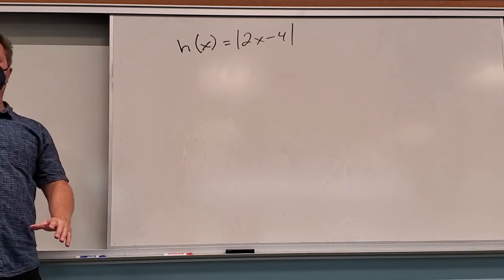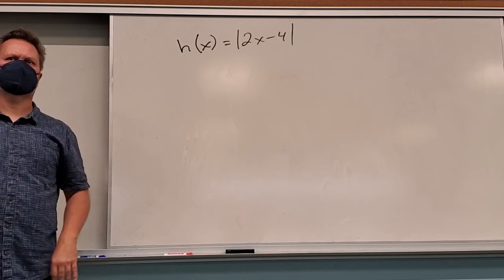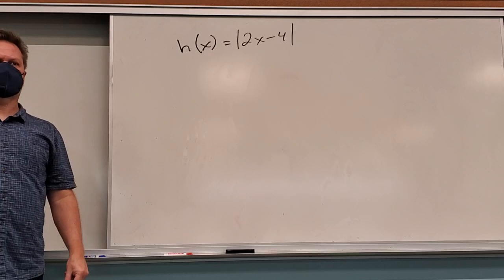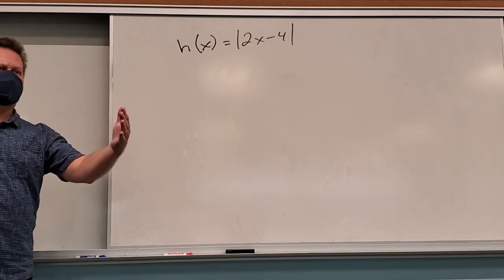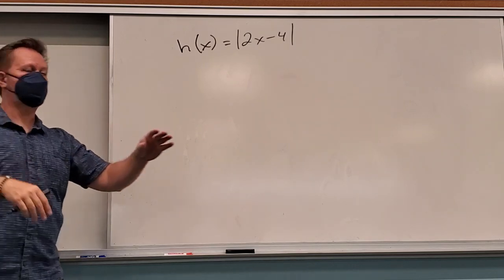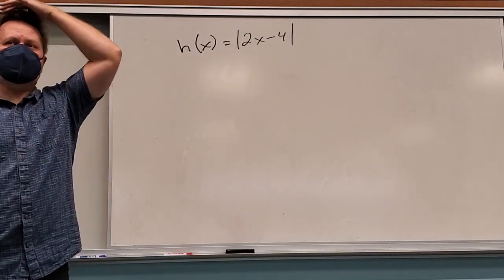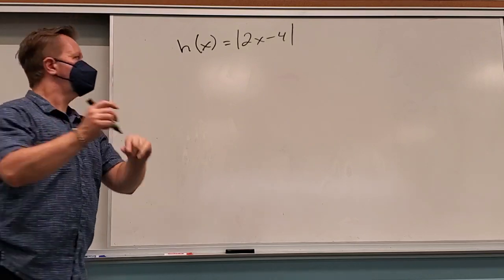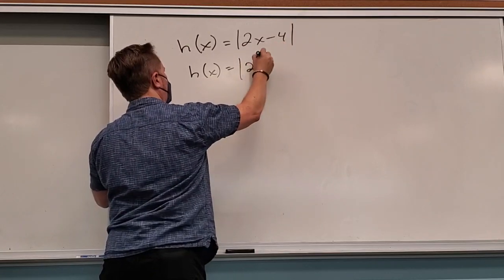The problem with this one is I can't see exactly what's happening to the x. I know what's happening to 2x. What is happening to 2x? Taking away 4. That doesn't tell me what to do to the x. I need to know what's happening to x. Is it pretty cool? What's happening to 2x? Taking 4 away from it. I need to know what's happening directly to x. So I do that by factoring a 2 out.